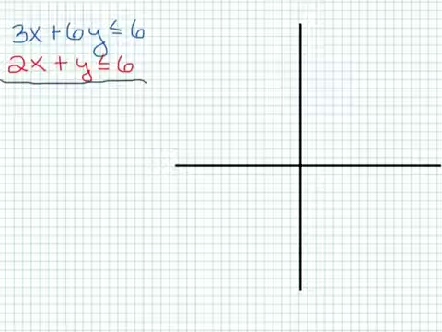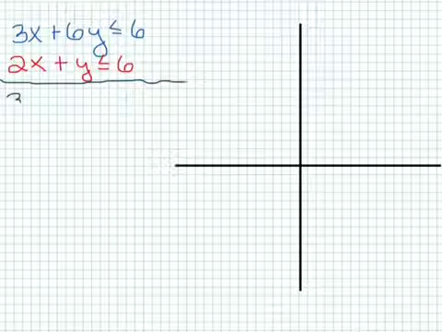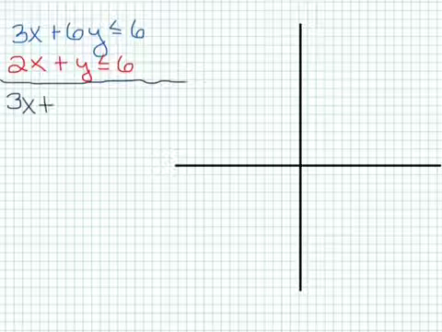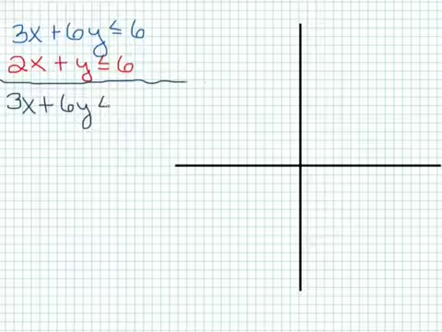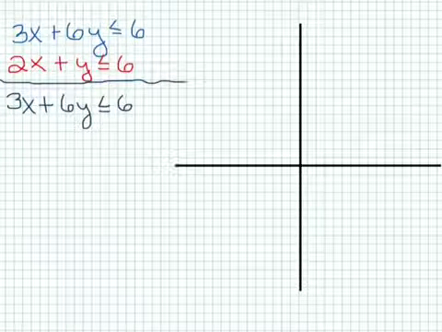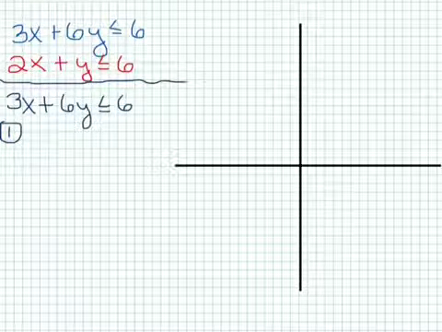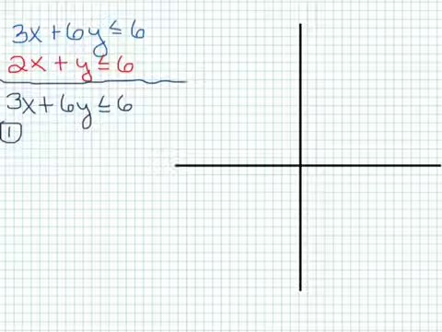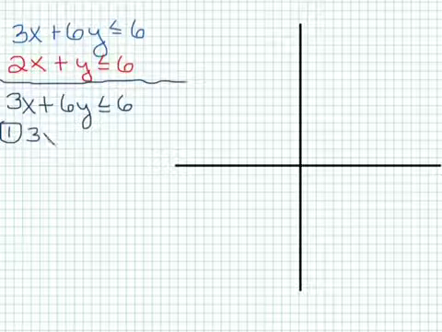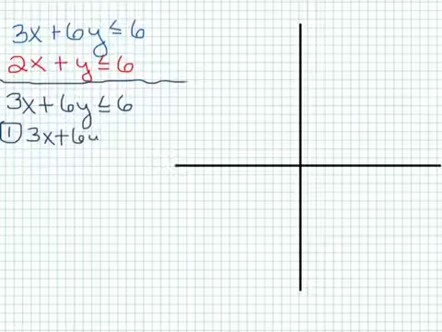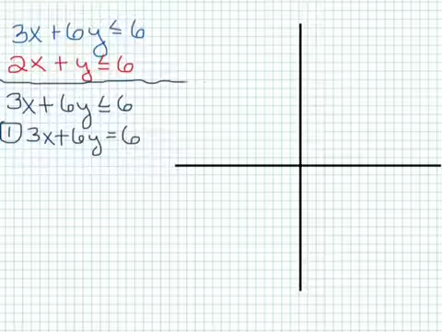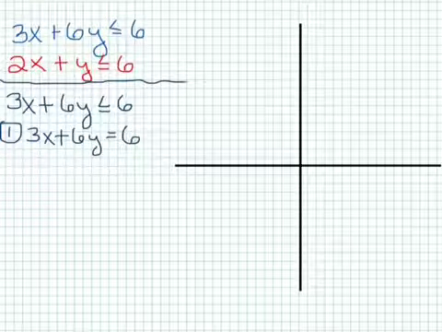Start with your first inequality, 3x plus 6y is less than or equal to 6. And I'm going to graph this all the way from beginning to end before I go on to the red one. So the first thing I do is take 3x plus 6y and set it equal to 6. This is called graphing the boundary line.